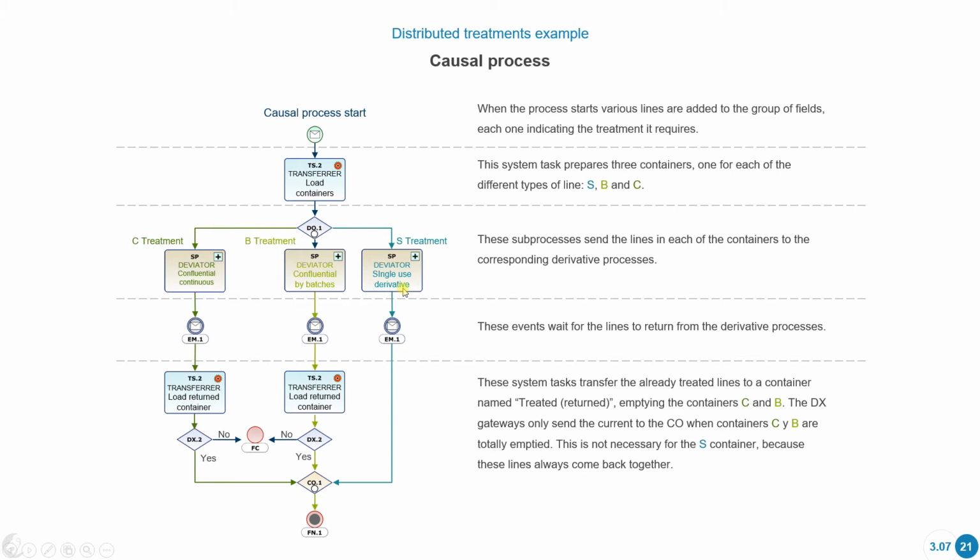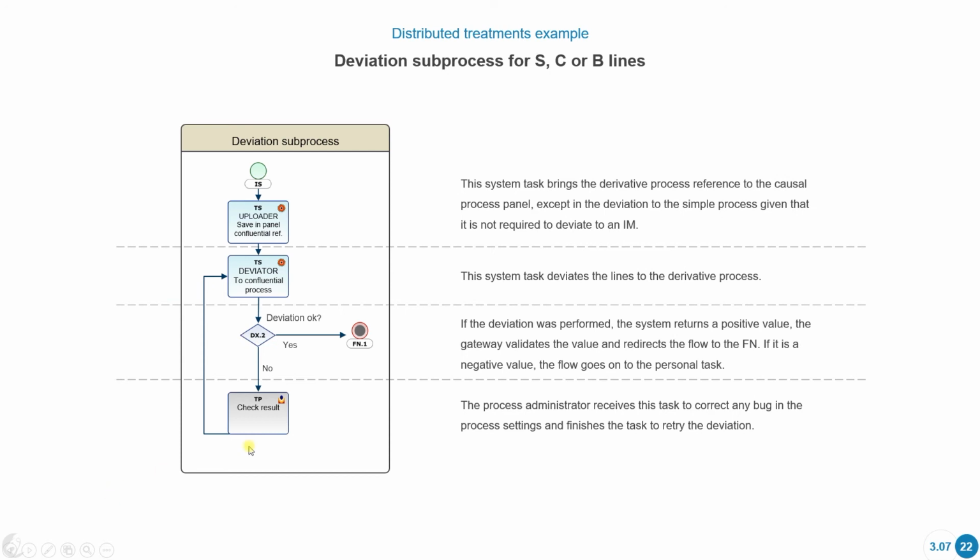This is how it's set up. It's important to try to remember this. And now we're going to see some other details. For example, we're going to see how this subprocess is working. So what's inside of this subprocess? Here we can see what the deviation subprocess is going to do.